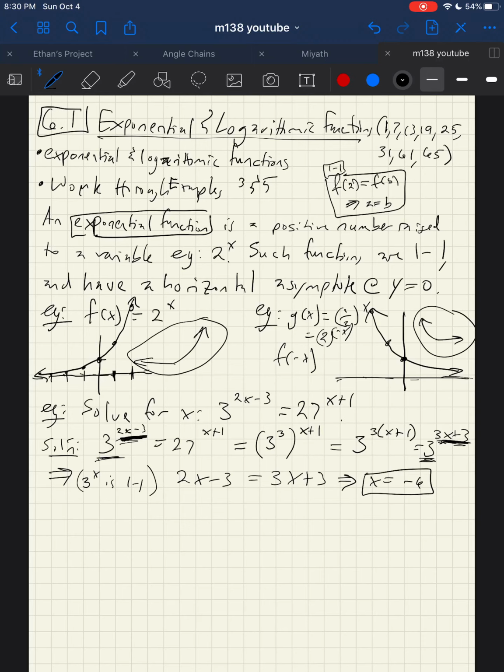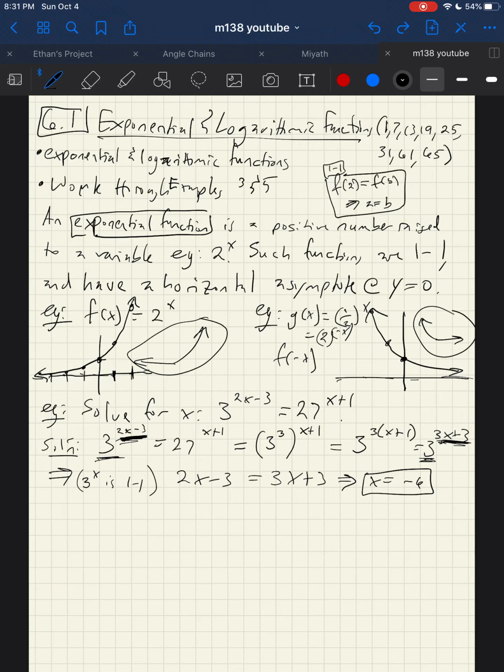And we should just take a second and check. Does x equals minus 6 make this true? So if I plug a minus 6 in here, what do I get? Well, I get 3 to the negative 15. If I plug a minus 6 in here, what do I get? I get 27 to the negative 5. But 27 is 3 cubed, so that's again 3 to the negative 15. So this is a reasonable thing to believe.